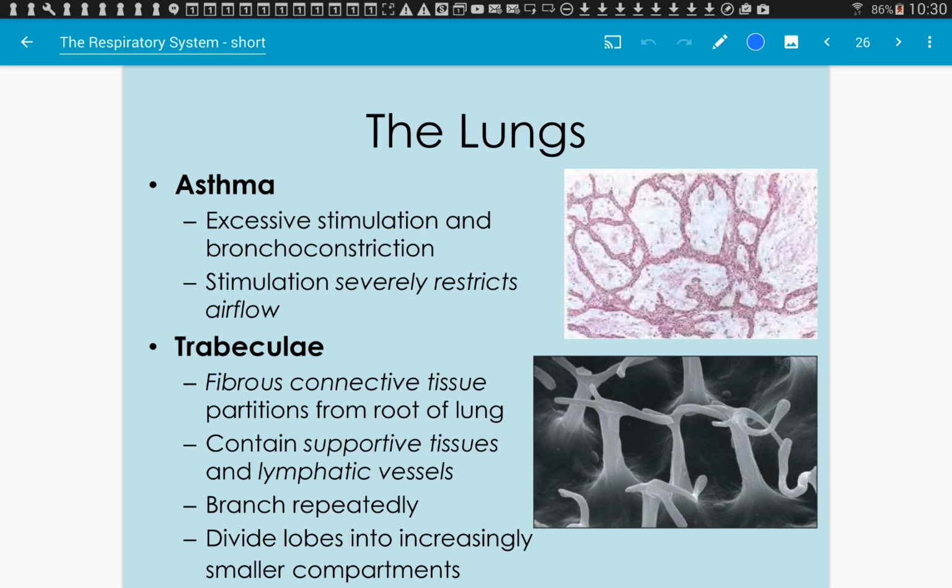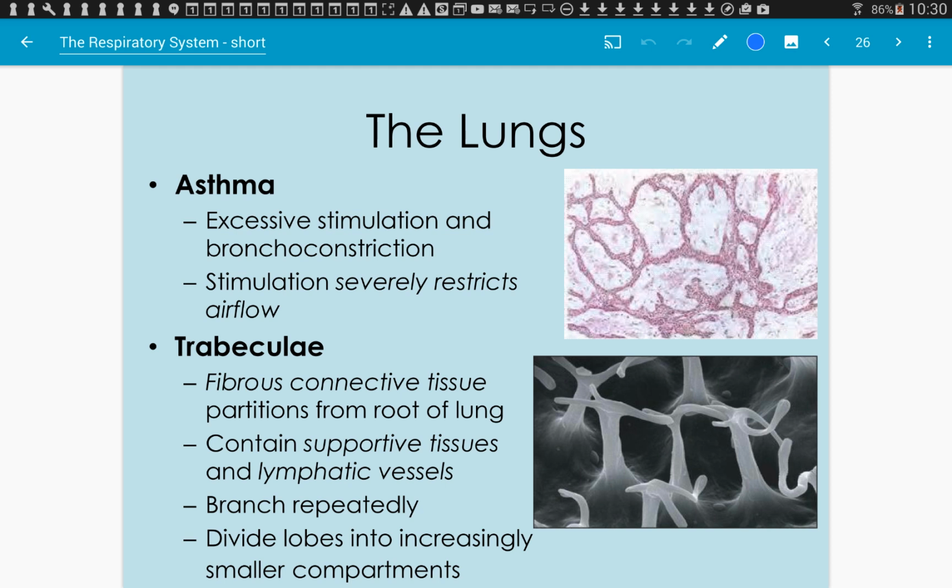All right, so a little bit more about asthma. We have talked about it before. This is where that bronchoconstriction is too much. Okay, and it causes breathing problems, shortness of breath, wheezing. It can very severely restrict airflow. Asthma can be very severe, from minor to severe.